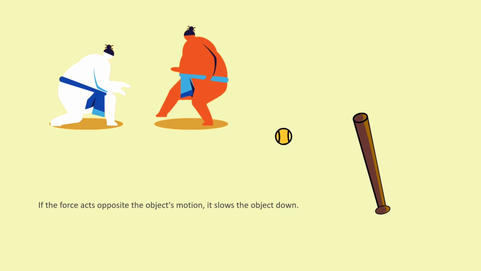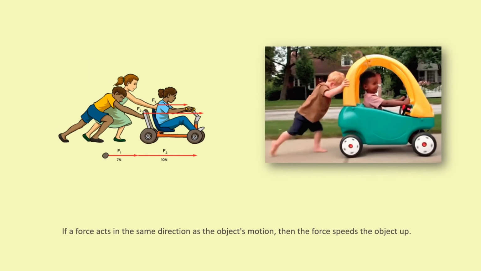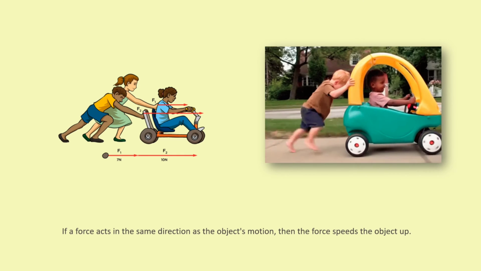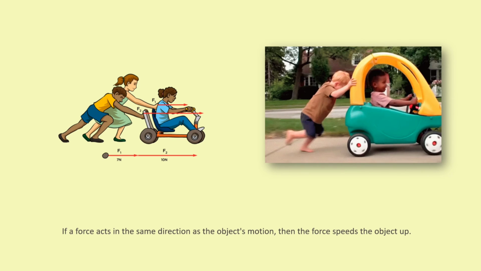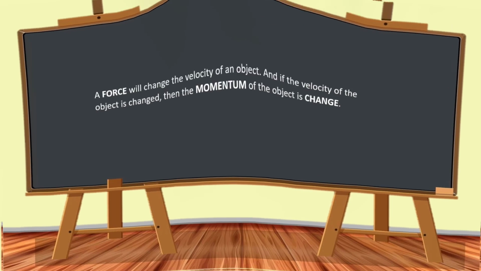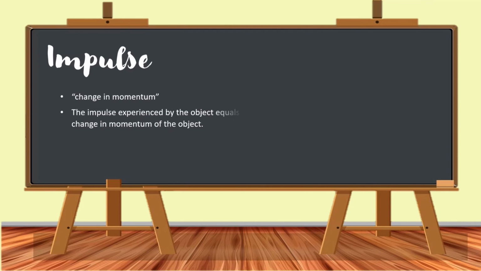And if a force acts in the same direction as the object's motion, then the force speeds the object up. Either way, a force will change the velocity of an object. And if the velocity of the object is changed, then the momentum of the object is changed. The change in momentum is called impulse. The impulse experienced by the object equals the change in momentum of the object.